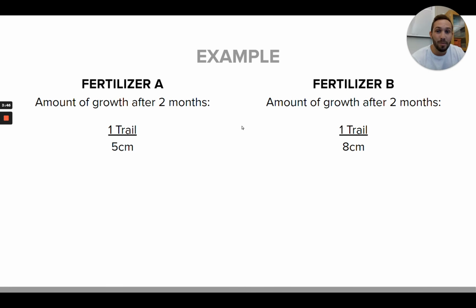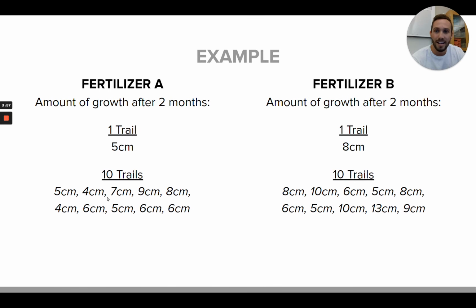Let's step it up. Let's say I did this 10 times. So not just once, but I had 10 different seeds that I grew with fertilizer A, and 10 different seeds that I grew with fertilizer B. Here's my data from fertilizer A from the 10 different plants, including this plant with 5 centimeters and 9 other plants, and how much they grew after 2 months. And the same thing with fertilizer B.